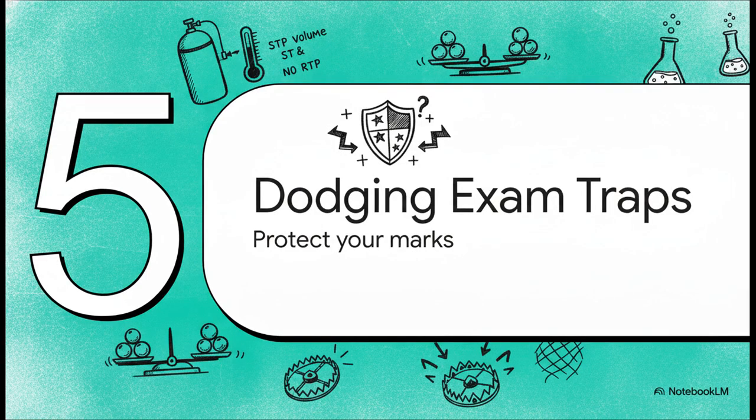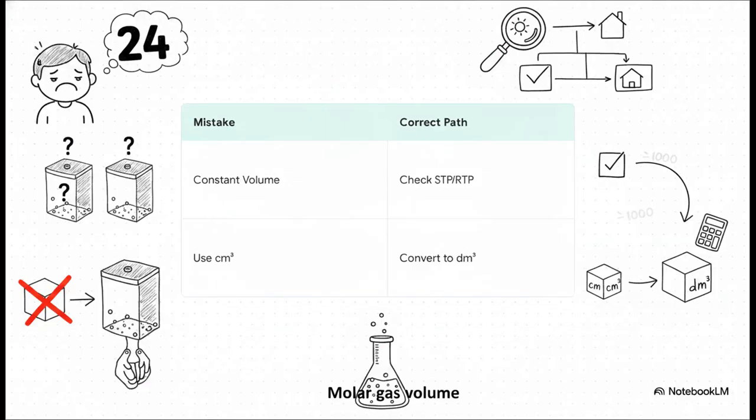Section 5, dodging common exam traps. Protect your marks. When you're sitting in that exam hall, the pressure is totally on, and it is so easy to fall into traps. Let's break down the incorrect path versus the correct path. The single biggest misconception students make is assuming gas volume just remains constant. They memorize one number, usually 24, and apply it blindly to literally every question. The correct path? Always checking the prompt for STP or RTP first.